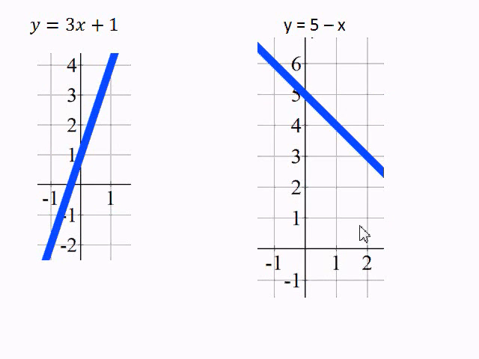Take a look at these two graphs. Do you see the same relationship between their equations and their graphs? Take a moment and see if the slope shows up on the graph and the equation, and also see if the number added to or subtracted from the x also shows up on the graph and the equation.